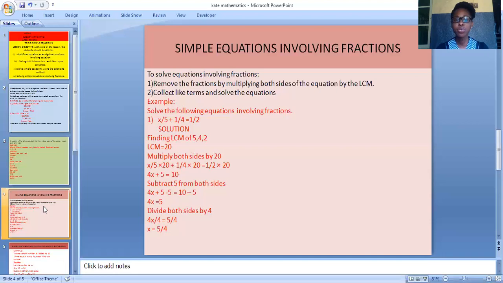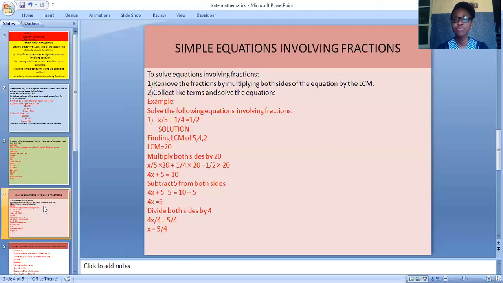4x over 4 equals to 5 over 4, and 4 can divide 4 to give us x. And x is equal to 5 over 4, or breaking your answer down, x is equal to 1 whole number 1 over 4. Don't forget that.